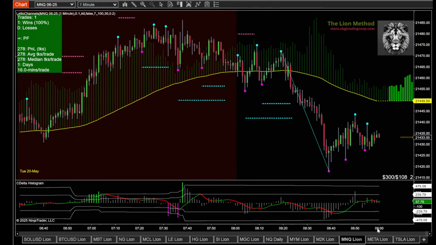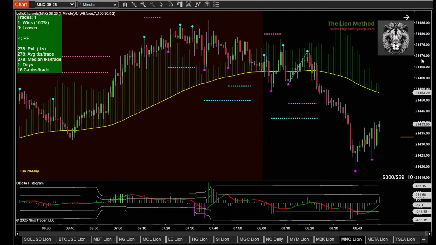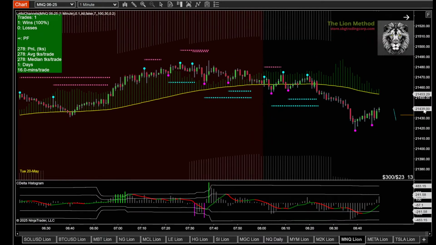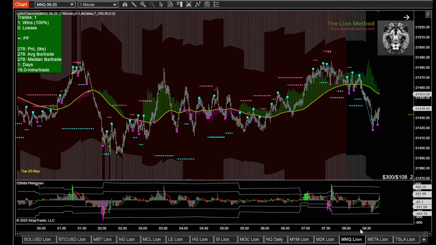Okay, so let's take a look. All right, well, the micro NASDAQ hasn't hit overbought, oversold really in a while. We did hit it back here. Order flow pushed into overbought. Order flow dropped off pretty solidly.